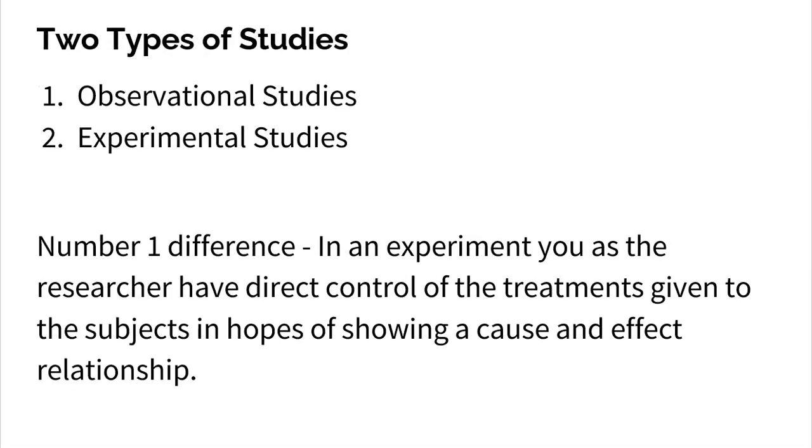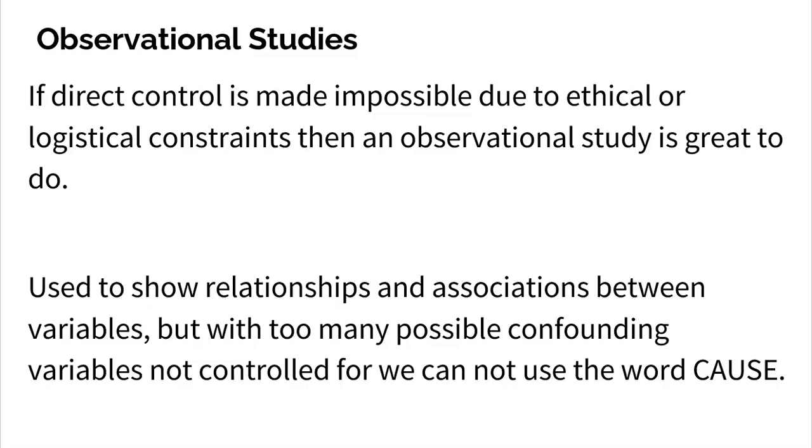Now, there are two types of ways to conduct this type of study. One is an observational study and one is an experimental study. Now, the number one difference between these two different types of study is in an experiment, you as a researcher have direct control of the treatments given to the subjects in hopes of showing a cause and effect relationship. That's the goal, right? In an experiment, you give. You tell them what to do. That's the primary difference.